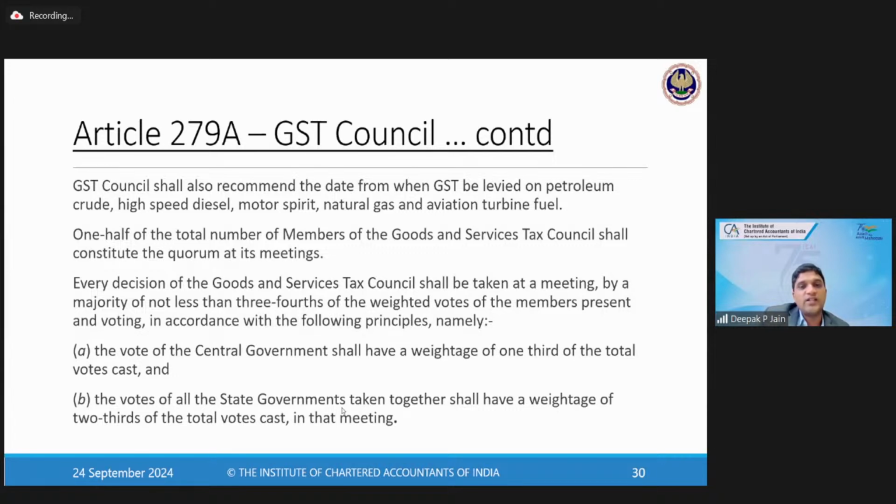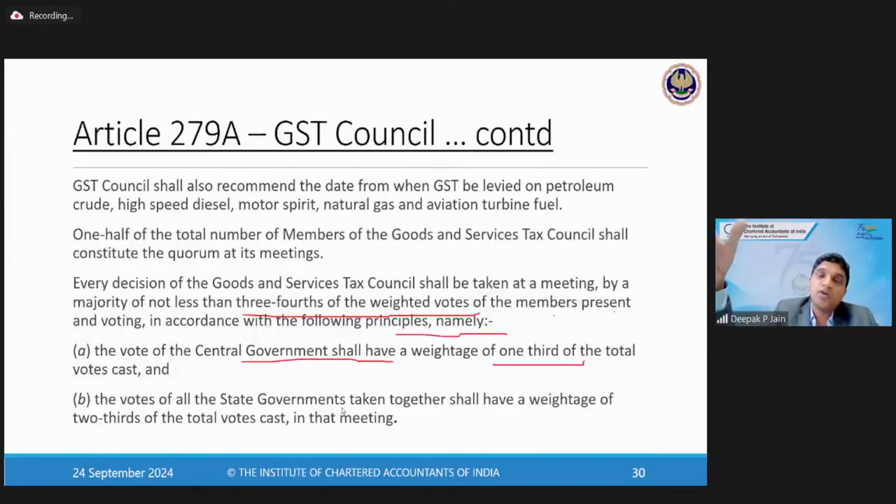Every decision of the GST Council shall be taken at a meeting by a majority of not less than 3/4 of the weighted votes. Weighted vote मतलब एक आदमी का वोट अलग अलग गिना जाता है. 3/4 अगर वो मिल जाएगा तो it's considered that the item has been passed by the members present and voting in accordance with the following principles, namely the vote of central government का weight 1/3 रहेगा and the votes of all the states put together will be 2/3. Central government का vote का power 1/3 है और state government का power 2/3 है all put together.